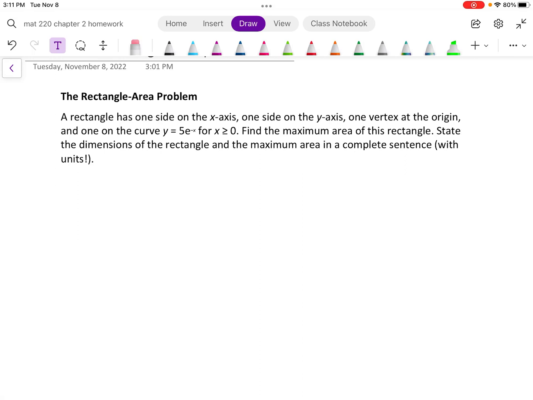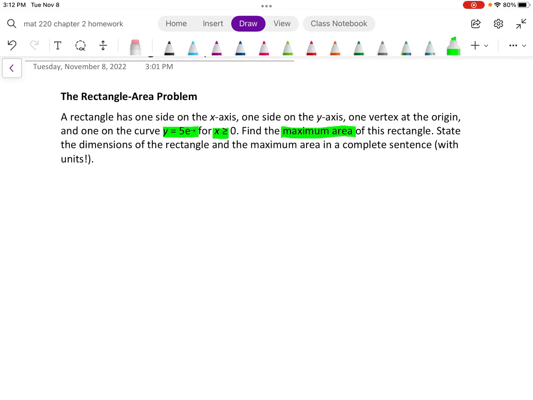The next problem we're going to work through is the rectangle area problem, which was number 6 in your optimization packet. We did this one along with the fence problem. In this particular problem, we are creating a rectangle underneath a curve. We're given a curve, y equals 5e to the negative x, and we're looking only when x is greater than 0. So we're given the restricted domain. That's sort of nice. And we're asked to find the maximum area possible of this rectangle.